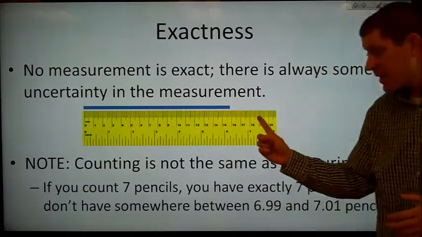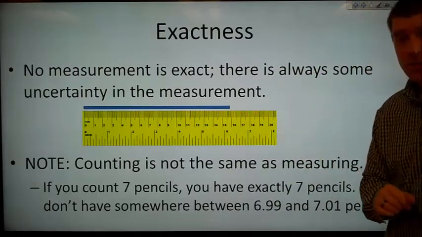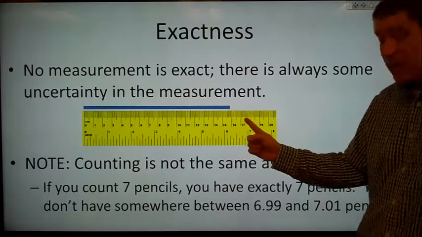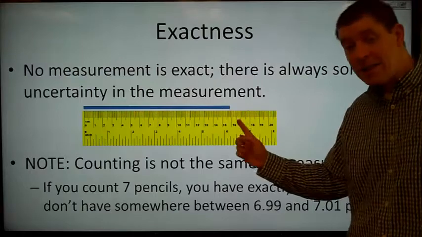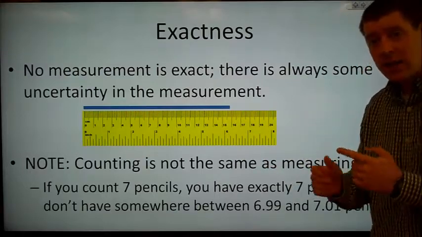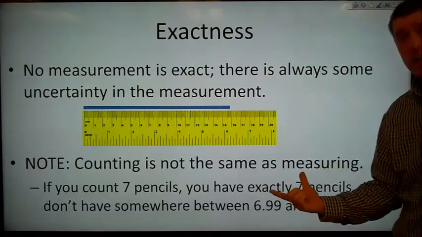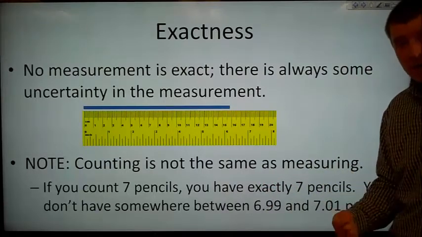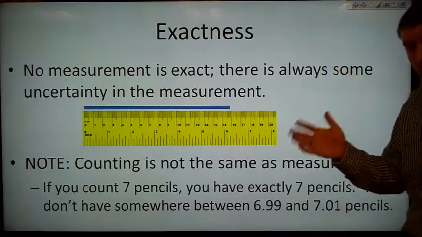But if I'm going to measure this line, I can't do that. I can't say, well, it's exactly 15 centimeters long. Because it's not 15 centimeters long, but it's not 16 either. It's somewhere between 15 and 16. So in here, we have to estimate where exactly is that line. So there's always some inexactness. Your measurement may be different than my measurement. But counting, if you count those 7 pencils and I count those 7 pencils, we should get the same value. If we don't, one of us has made a mistake because the value is some whole number.